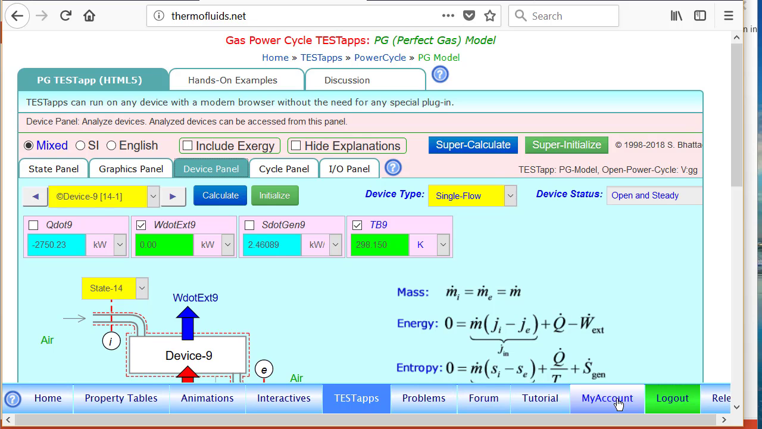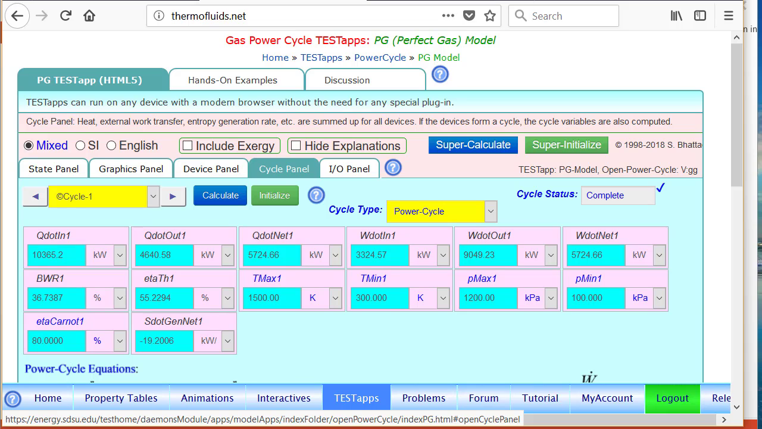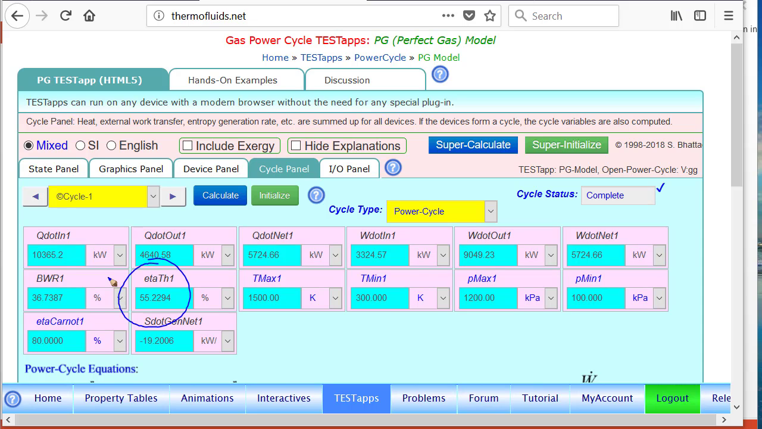So now that we have calculated all the devices, in the cycle panel, all the results are already compiled because the cycle is complete. Thermal efficiency has been found. Net work, which must be equal to net heat, are shown here. And you can easily conduct any desired parametric study following the same process, same procedure that we did in the last problem.